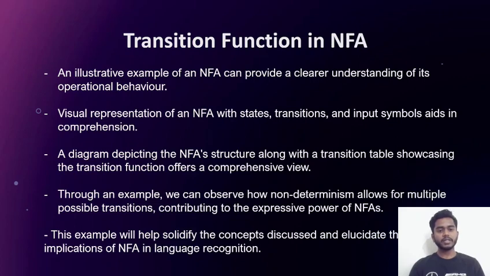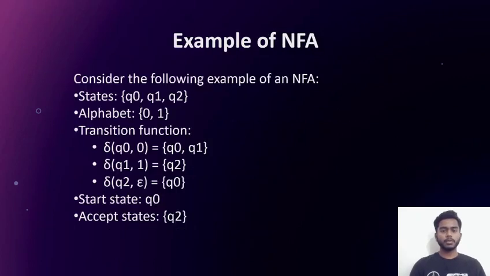Let us take an illustrative example of NFA that can provide a clearer view of its operational behavior. A visual representation of NFA with states, transitions, and input symbols aids in comprehension. A diagram depicting the NFA structure along with the transition table showcasing the transition functions offers a comprehensive view. Through an example, we can observe how non-determinism allows multiple possible transitions, contributing to the expressive power of NFAs. So, with the help of examples, we can understand these transition functions of NFA in an easier and better manner. So, let us understand the NFA with the help of a small example.